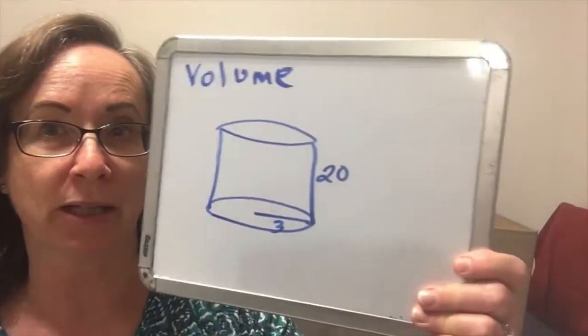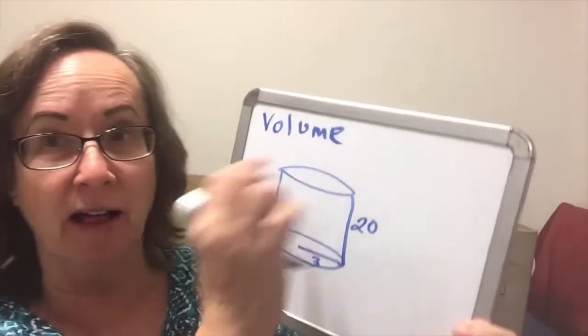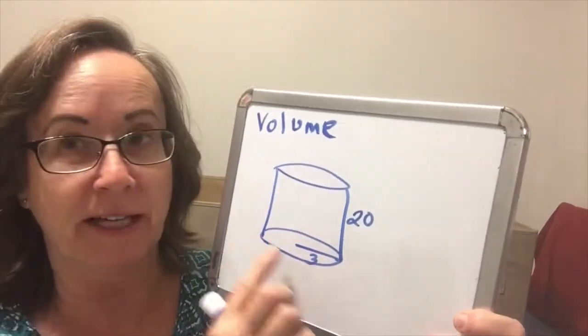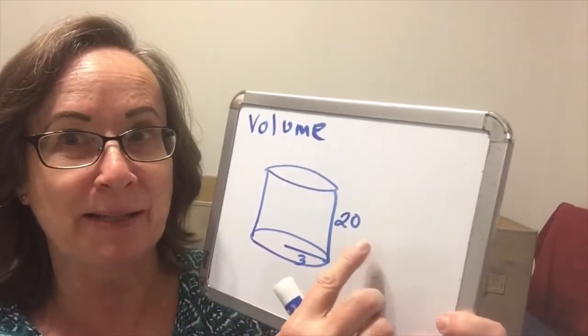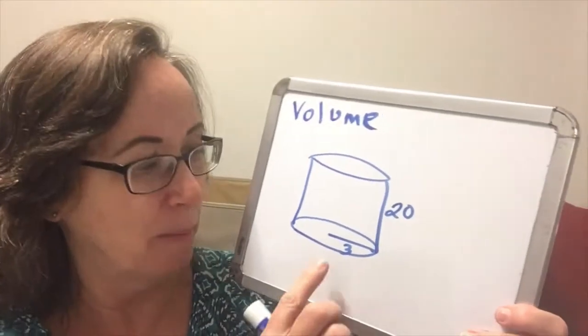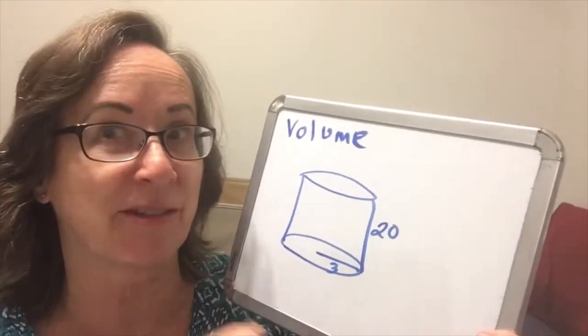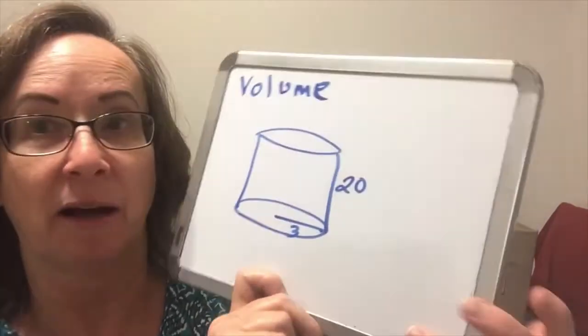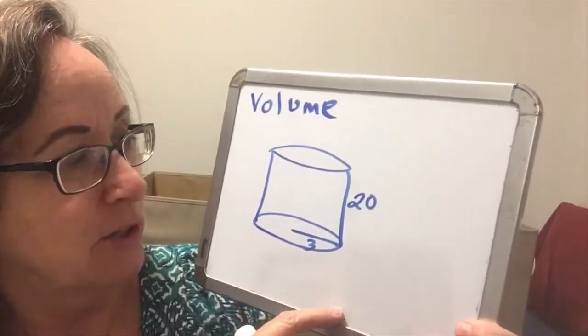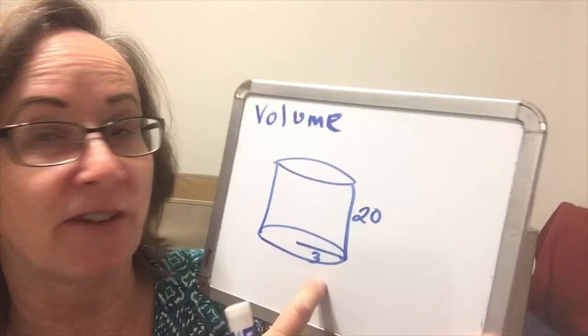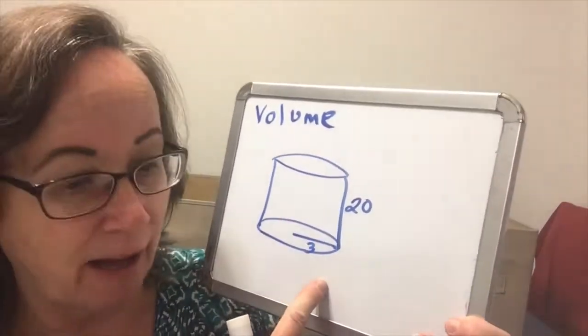Okay, so don't go away. We're going to do a couple more of these. So now I've changed the problem a little bit. We're going to find the volume of a figure. Now this one, I kept the height of 20, but now I have a radius of 3 instead of 2. Okay, so we're going to find the volume and the surface area of this figure.